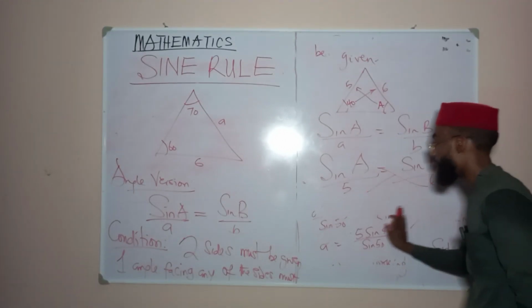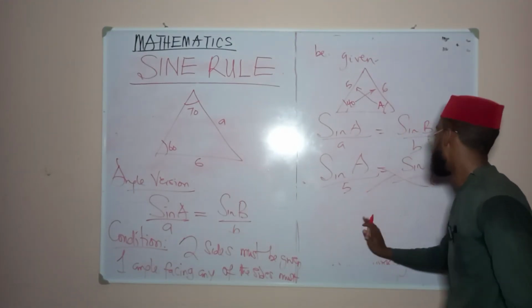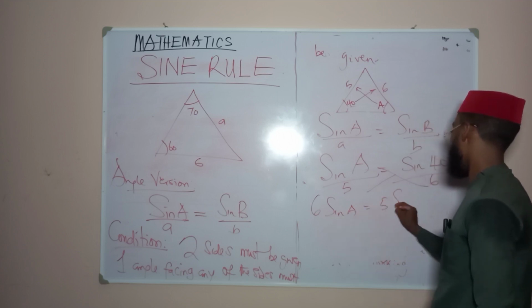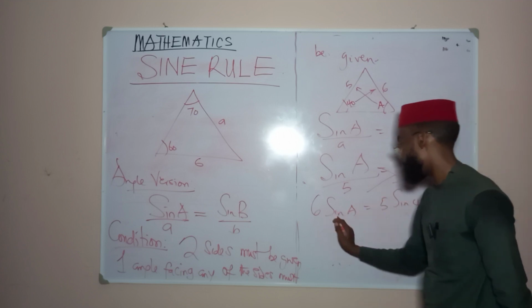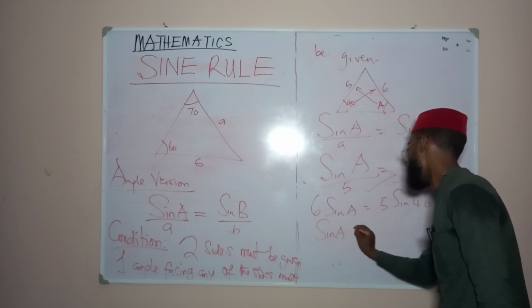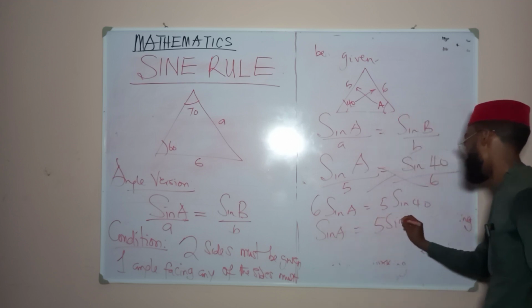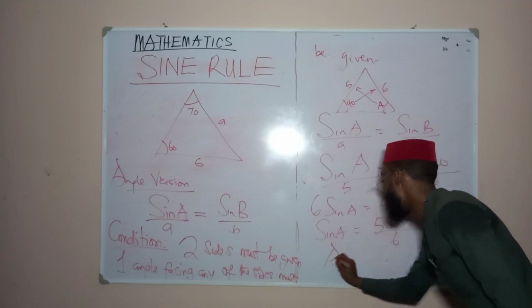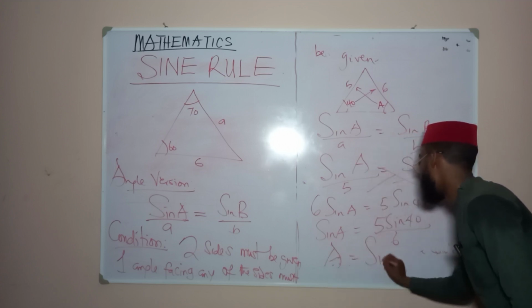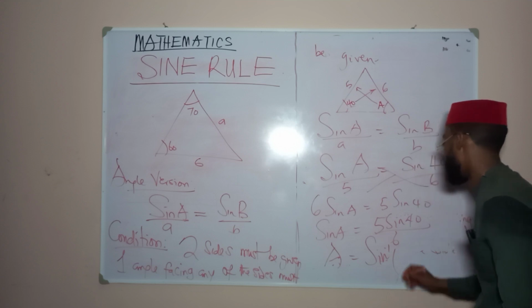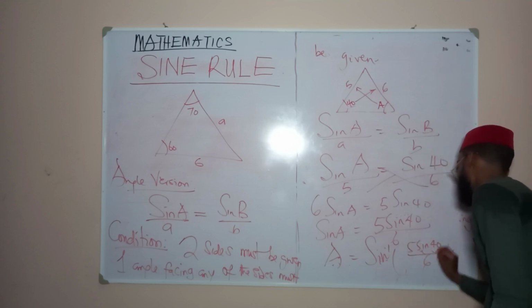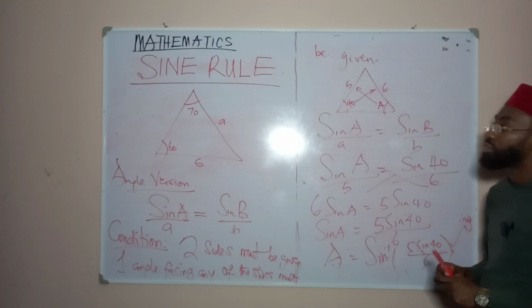If you cross multiply, when you have two single fractions, you're going to have that 6 sine A is equal to 5 sine 40. To release your sine A, we're going to divide both sides, like I'm doing here, by 6. And then to find this angle A, you're going to take the sine inverse of 5 sine 40 over 6. And for those who have their calculator, you can press it.